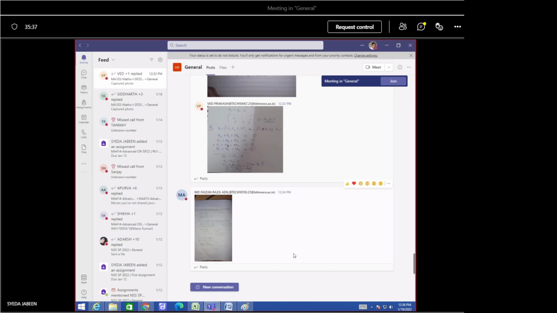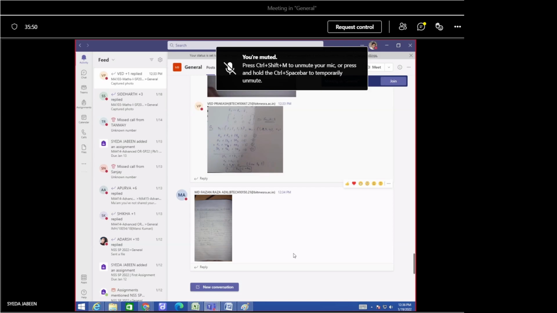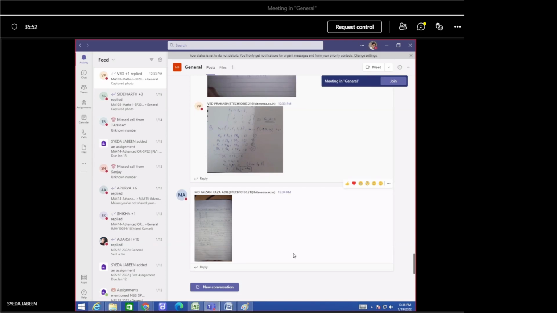Ma'am, so that's what we have to do in this question: establish a relation. If it is dependent, then obviously there will be a relation. Ma'am, what you said about not cutting that constant there?